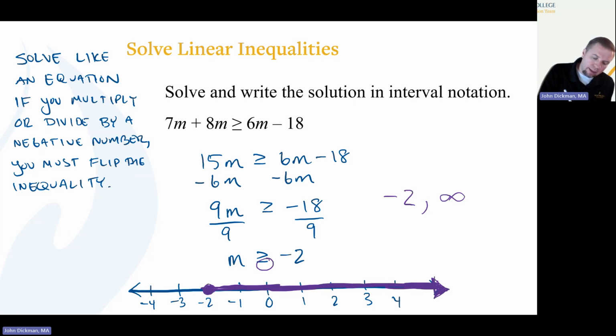Now, a square bracket is used when we are also equal to that number. If we have a filled in circle on the number line, we use a square bracket. For infinity or negative infinity, we're always going to use a parenthesis because the parenthesis means we're not including that value in the answer. You can't include infinity because infinity is not a number.